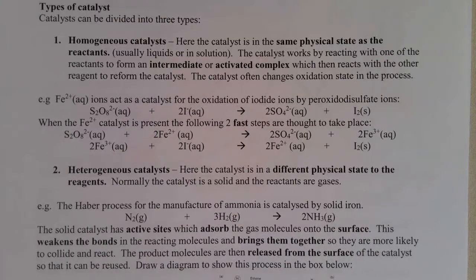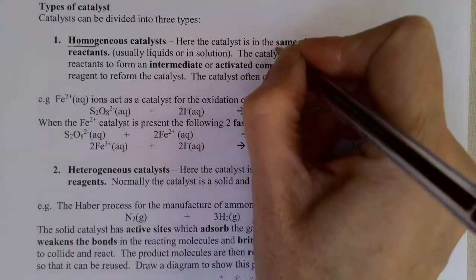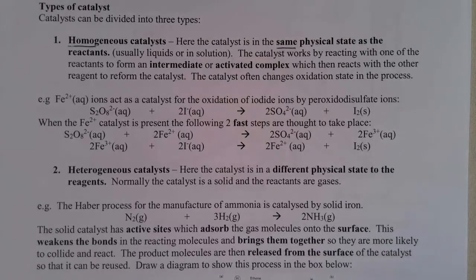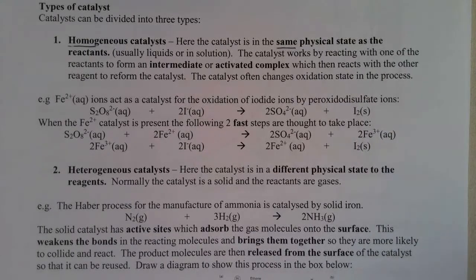The first of these types is homogeneous catalysts. Homogeneous means they are in the same physical state as the reactants, usually as a solution. They quite often work by changing oxidation numbers. So here, for example, we have the reaction between iodide and peroxydisulfate ions, which you've studied previously in the iodine clock reaction. Now I can make this reaction much faster by adding a catalyst.